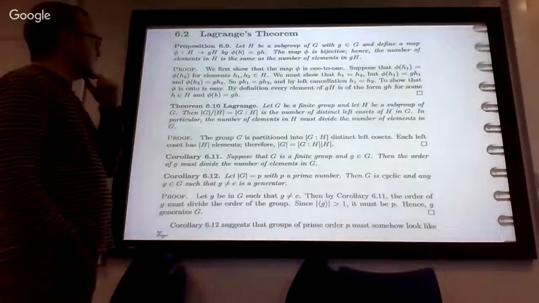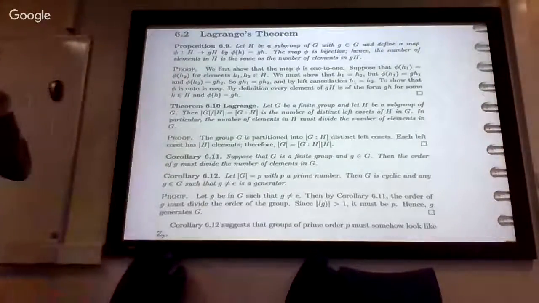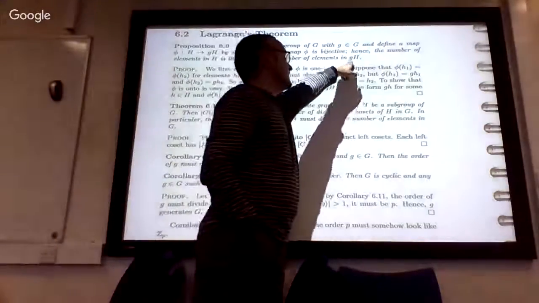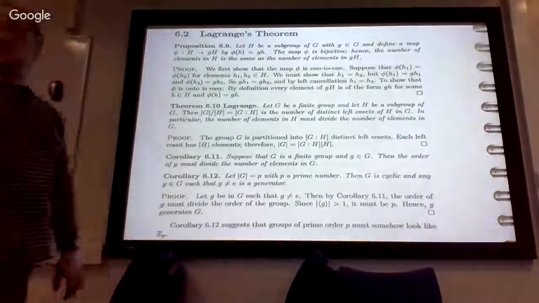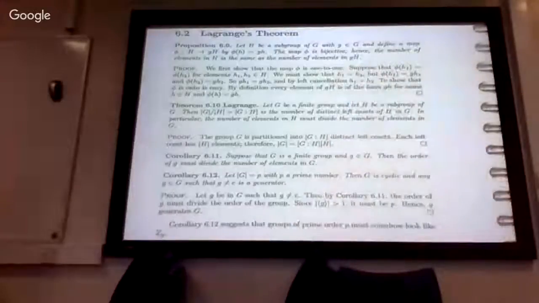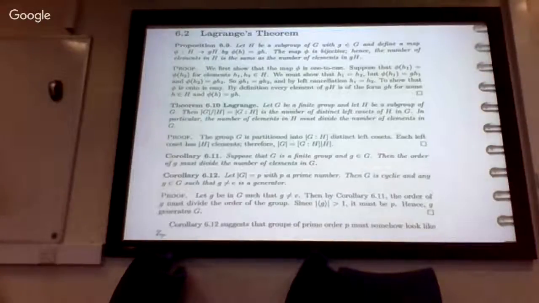And the way we prove that is that the number of elements in the subgroup H is the same as the number of elements in a left coset, represented by the element g. And as is typical in set theoretic arguments, how do you prove that two sets are the same size? The way you prove it is you set up a bijection between them, a one-to-one and onto mapping between them.